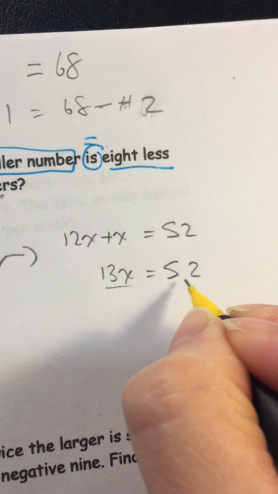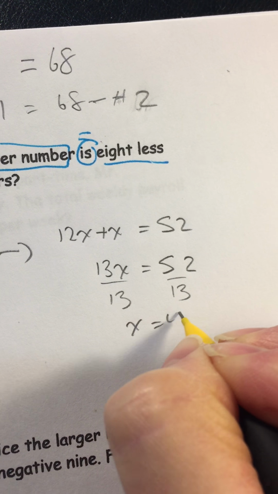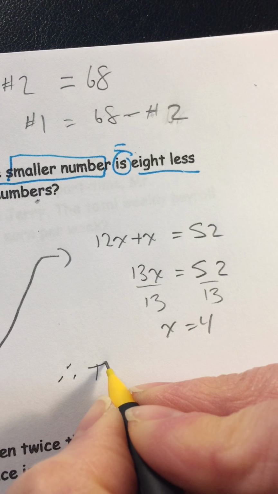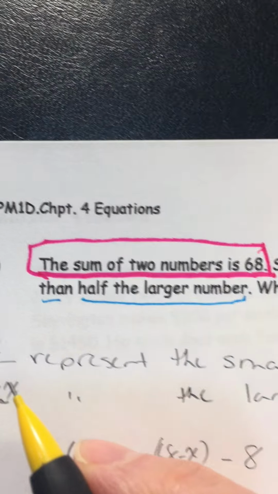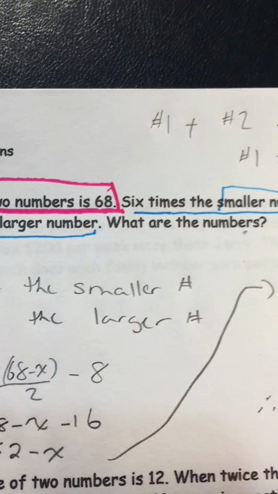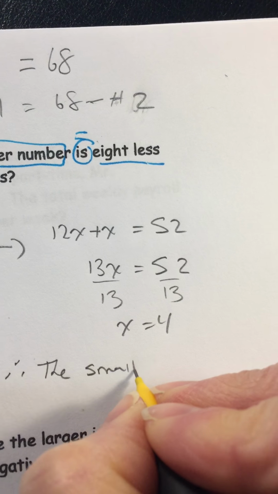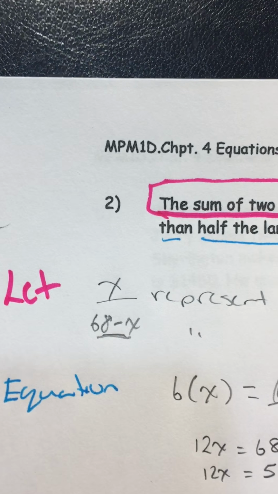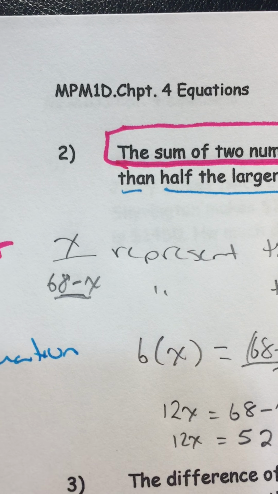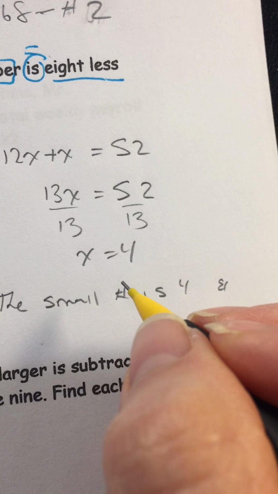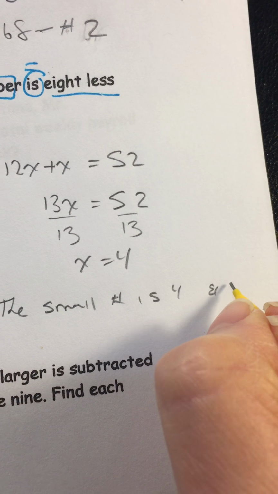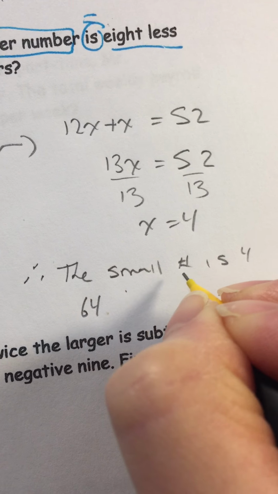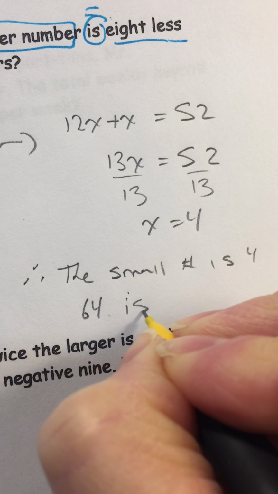And divide both sides by 13. Leaves me x is equal to 4. The final part of this is to write therefore. Now x was 4. Go back to your let statement and see, oh, x was representing the smaller number. So therefore the small number is 4. But there's 2 numbers, so I also go back to my let statement and say, oh, 68 minus x was representing my bigger number. So 68 minus 4 is 64. So 64, the larger number. Therefore, the small number is 4, and 64 is the large number.